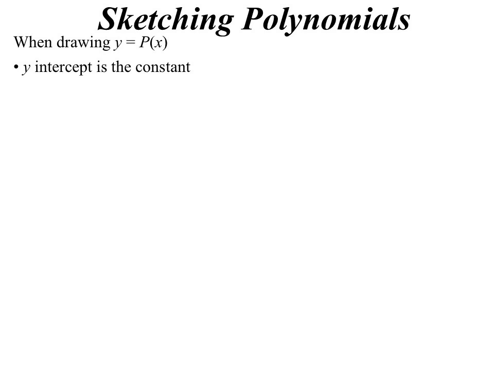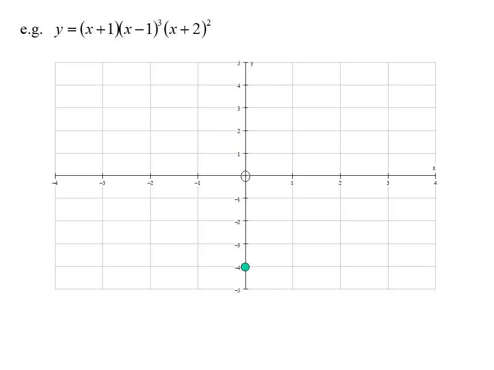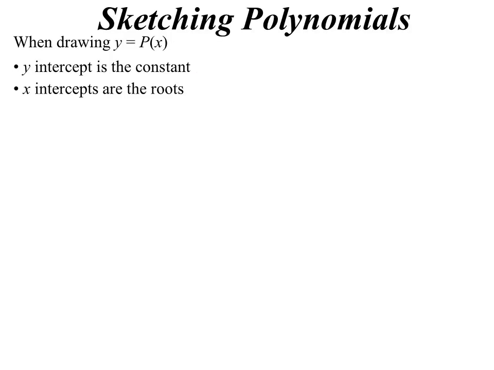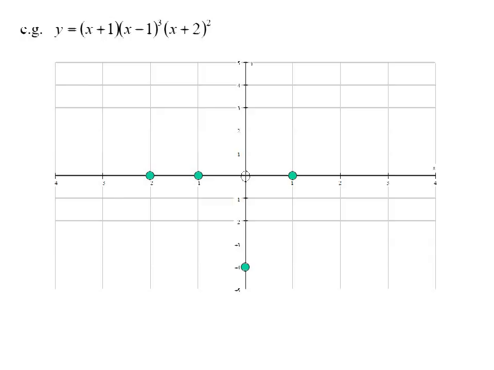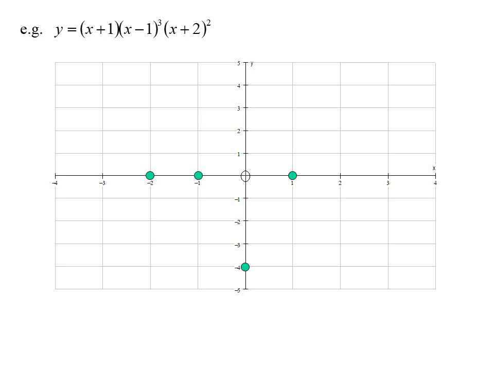So, sketching our polynomials. What do we know? We know that the y-intercept will be the constant of the polynomial. We use this one as an example. We've got 1 times minus 1 cubed, so that's minus 1, times 2 squared, which brings us to minus 4. Plot that one in. The x-intercepts are the roots, or the zeros. So for this one, we're going to have x equals -1, x equals +1, and x equals -2.